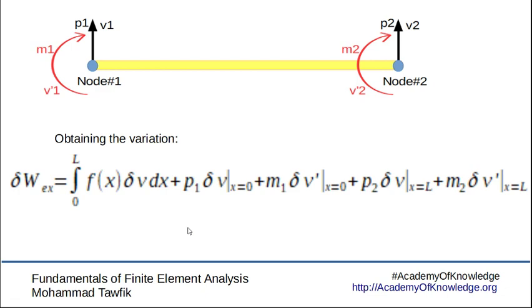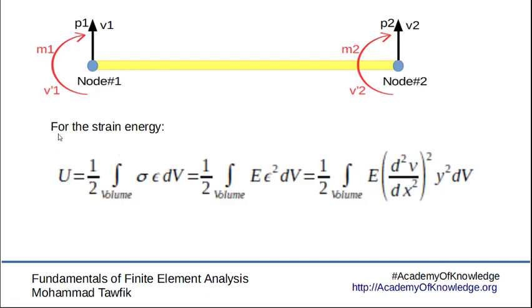Now that we have the variation expression for the work done by the external forces, let's talk about the strain energy, or the potential energy stored in the structure. Generally, the elastic energy or strain energy is defined by the integration over the volume of half the stress times the strain. But for a linear material, we can replace the stress by the modulus of elasticity times the strain. That's how we obtain this term, which can be modified further from thin beam theory. We can replace the strain by the second derivative of V times y, which is in the lateral direction.